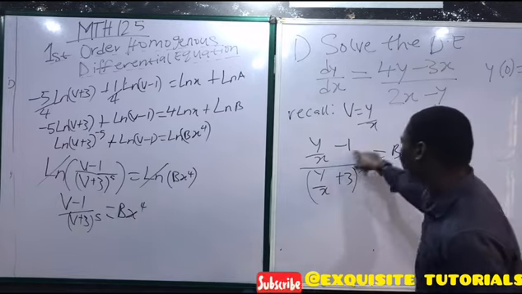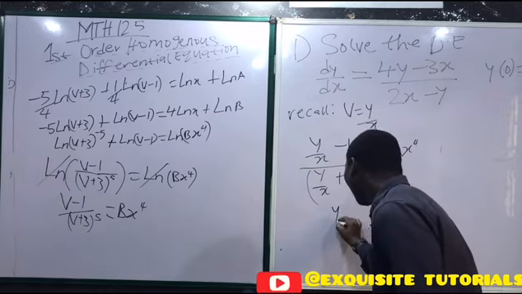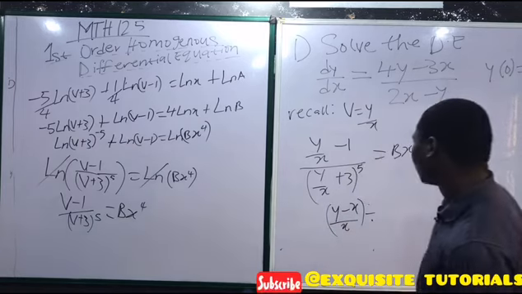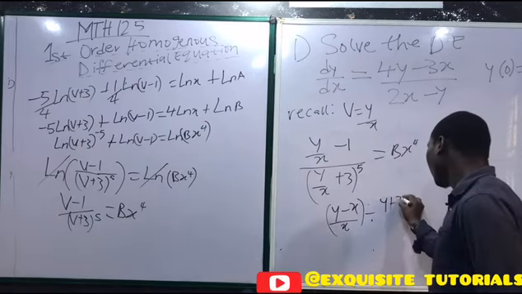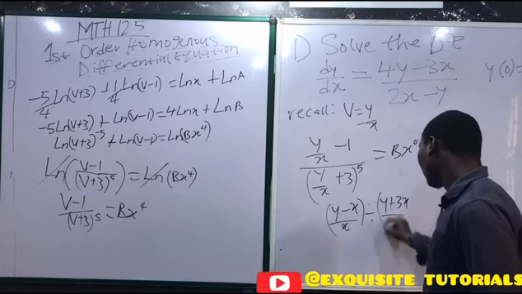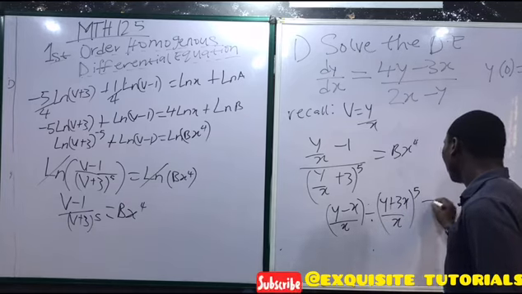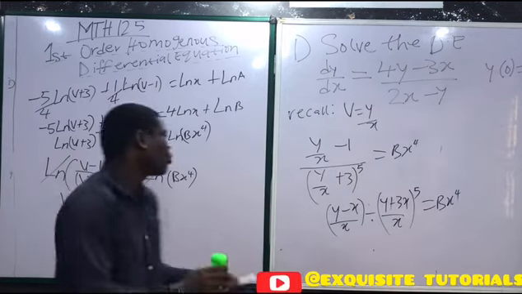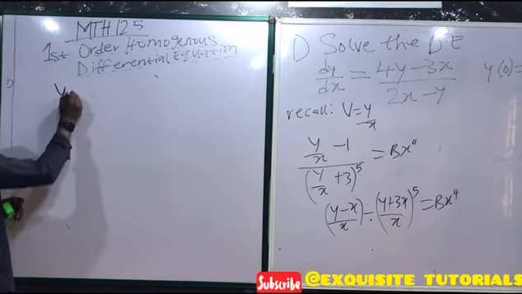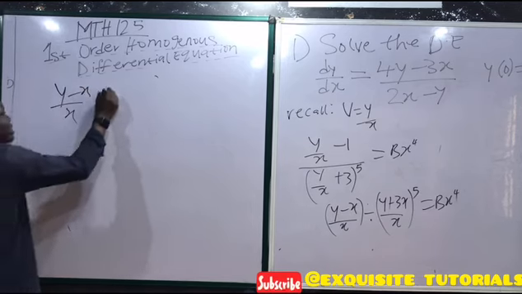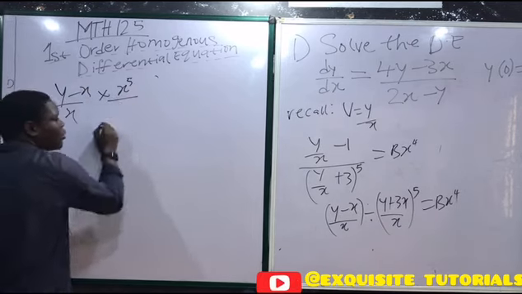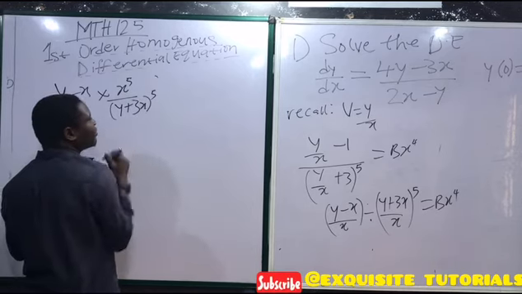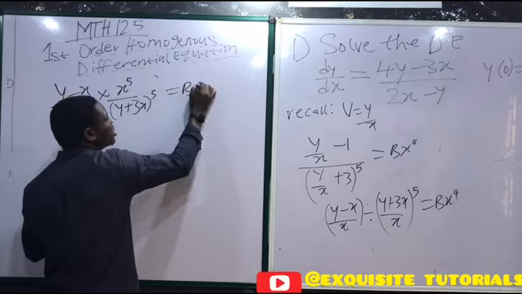Now there is x here. If I take this x here and simplify it, I will have (y minus x) all over x, then divided by this expression here, which is (y plus 3x) all over x, then everything raised to power 5 equals b x raised to power 4. This is the same thing as (y minus x) all over x times x raised to power 5 all over (y plus 3x) raised to power 5 equals b x raised to power 4.